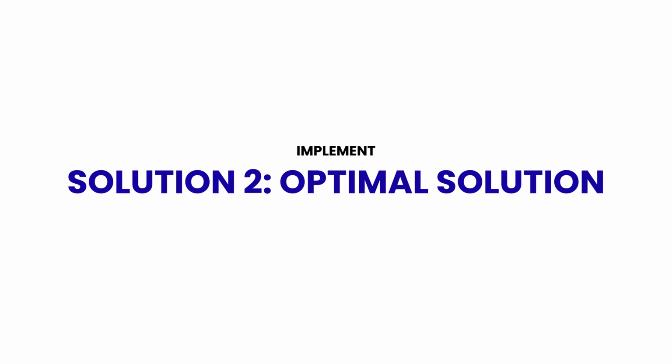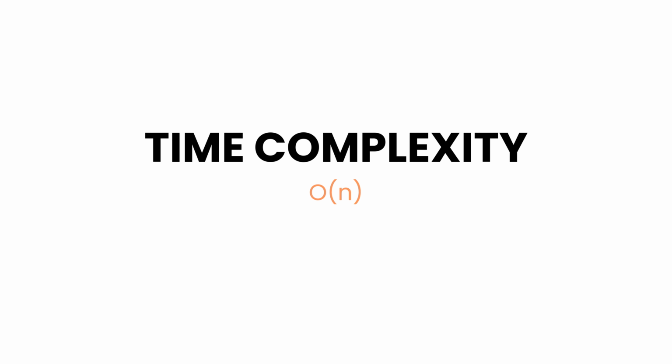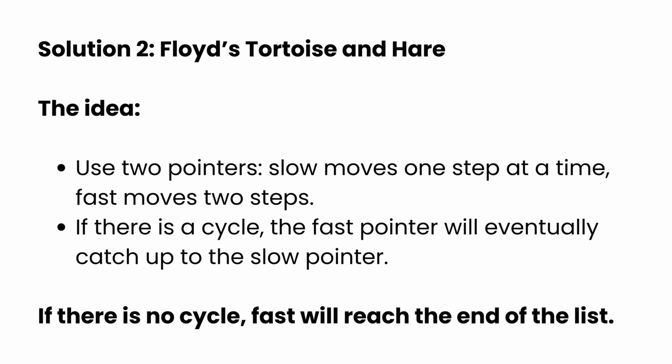This solution detects a cycle in a linked list without using extra memory. It uses 2 pointers, one moving slowly and the other moving faster. If there's a loop, the fast pointer will eventually meet the slow pointer. This is also called the tortoise and hare algorithm, and it's very space efficient. Time complexity is O(n), where n is the number of nodes in the linked list. Each node is visited at most once by slow and fast pointers.